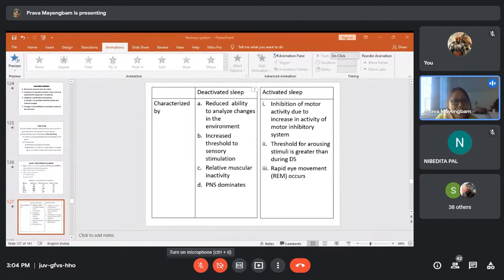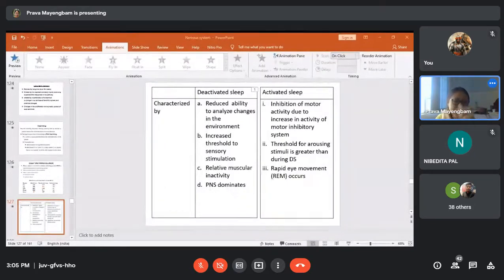At that time, he may need to give a pinch just to wake him up. If he's not sleeping deeply, he will know that his friend is giving a push or jerk. But if he's in a deactivated sleep, the friend has to give a pinch on his skin. During that time, there will be relative muscular inactivity. He may not be able to write properly. Even if he tries to write, the handwriting will not be proper.